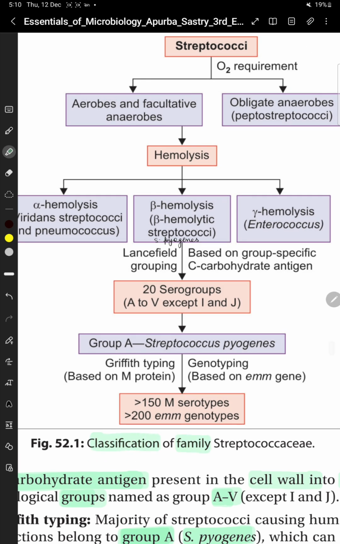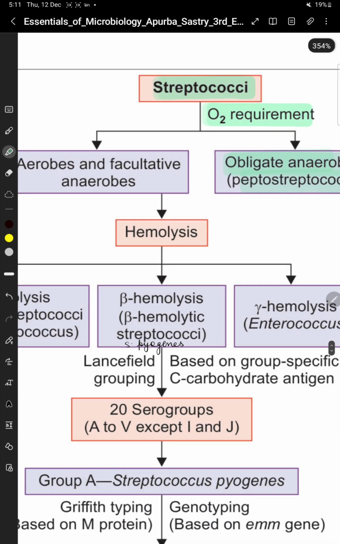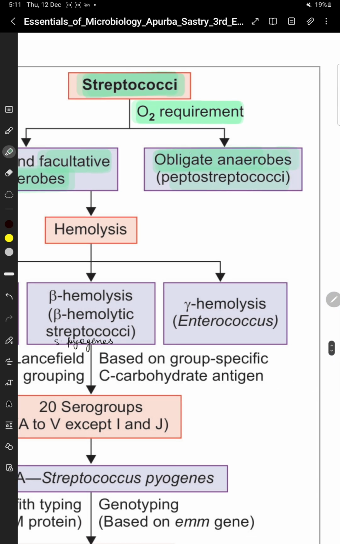Classification of family Streptococcaceae. Streptococci, on the basis of oxygen requirement, is divided into obligate anaerobes, example Peptostreptococci, and aerobes and facultative anaerobes. Peptostreptococci is an example of obligate anaerobe.